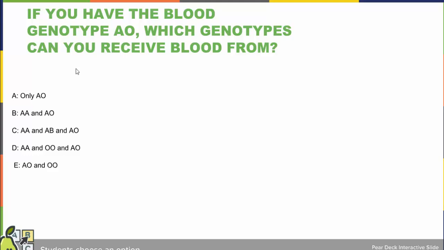You can receive AO, which is what you are, of course. You can receive AA, because you're fine with A's. You cannot receive this one because it has a B in it. So our correct answer is going to be D, the one that has AA, OO, and AO. You could receive any of those types, as long as they don't have B's. That's the rule.